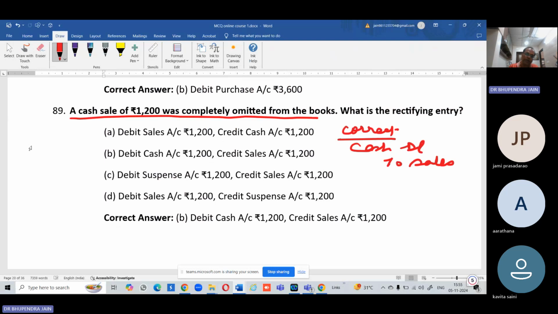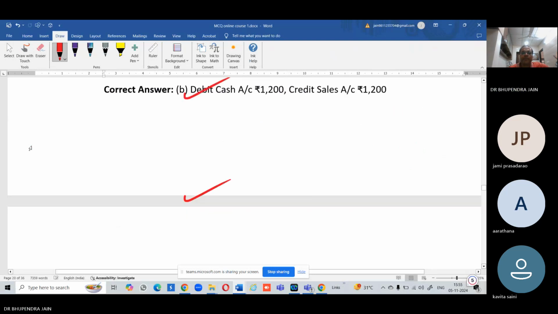If we have passed a wrong entry, first write down the correct entry, then write down the wrong entry, then prepare the rectified entry. How to prepare the rectified entry? Just write down the correct on the correct side and reverse the wrong entry. So the correct entry is cash account debit to sales. Next.